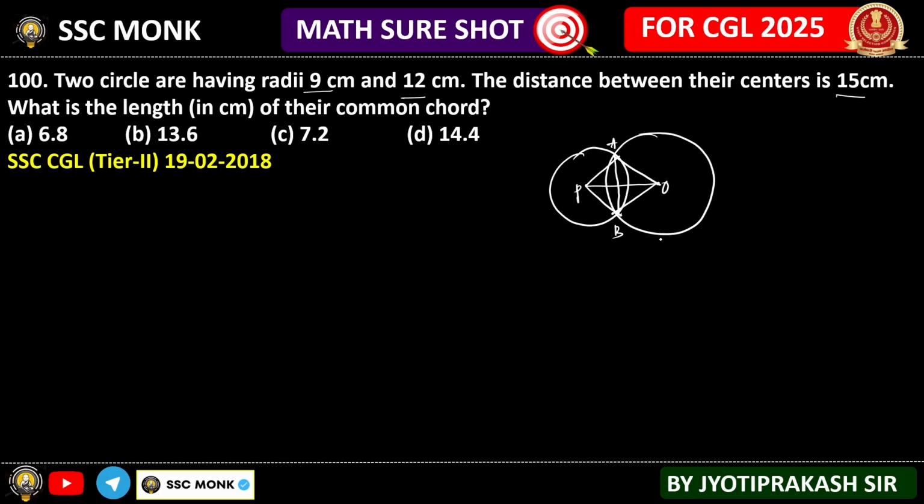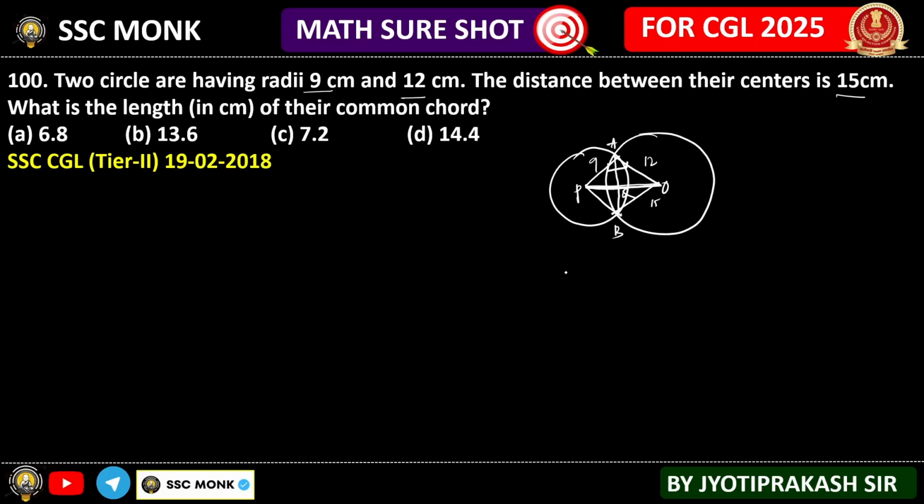Now see here, this distance is equal to 15. This distance is equal to 12. This is 9. That means this is a Pythagoras triplet. So this is a right angle triangle. So area of this triangle will be equal to what? Half into, let's say this is a point Q. So AQ is also the altitude of this triangle.